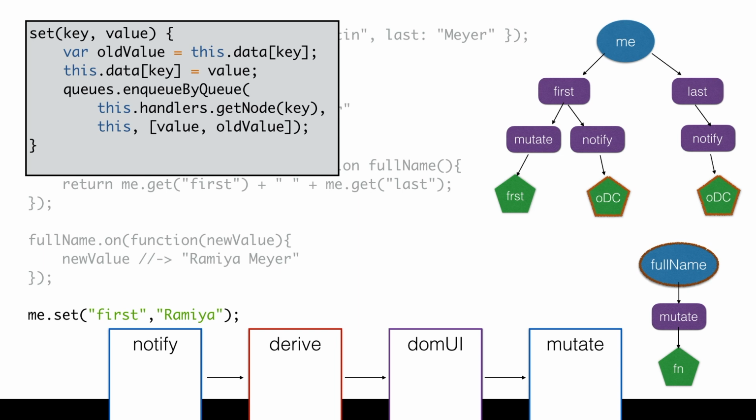When set is called, it will enqueue all handlers for that key. The first branch has two handlers. First, it has the full name observation's onDependencyChange notify handler that will be enqueued in the notify queue. Second, there's the mutate handler listening to first changes. We added both of those functions in the respective queues at the bottom of the screen.